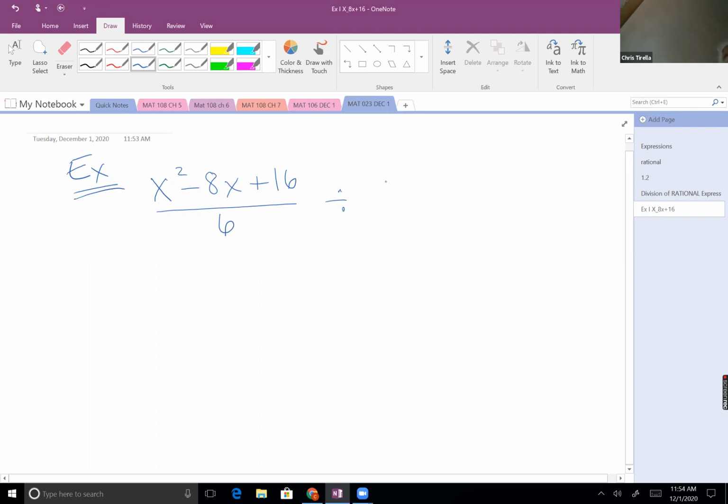divided by 3x minus 12 over 2. And again, it's a division problem. The first thing I say to myself is, self, we don't divide. We change it into a multiplication problem. We leave that first fraction the same.